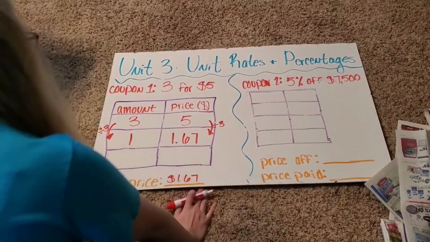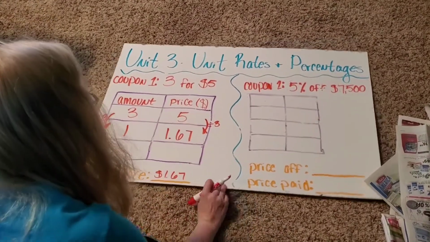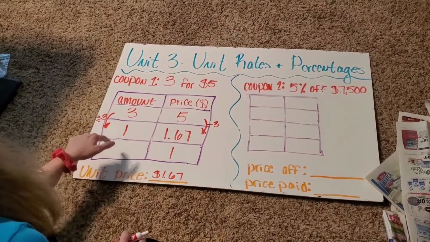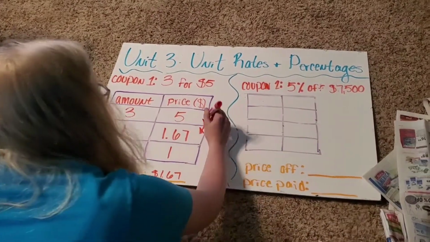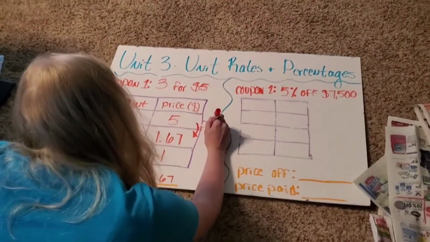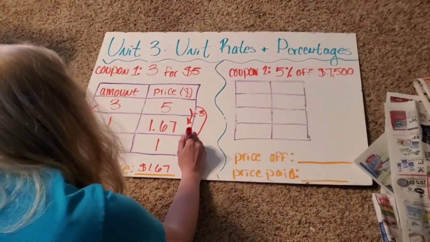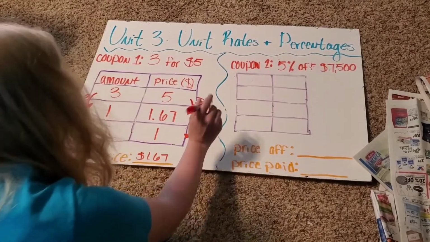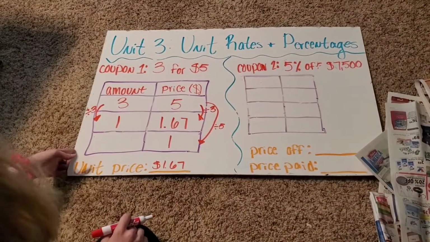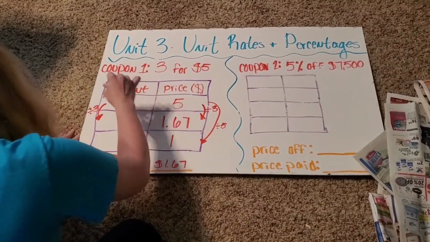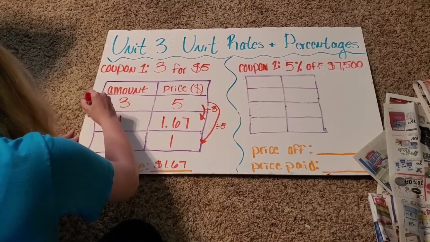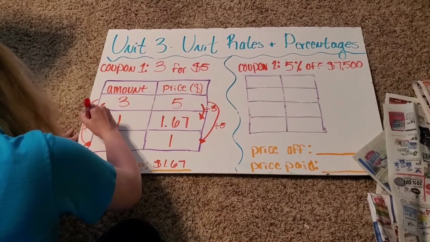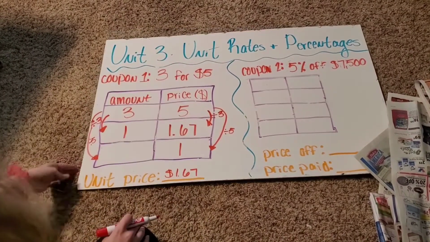There's another unit rate though, and it's actually, well, what if I only have $1? How many sodas can I get? So to go from 5 down to 1, I need to divide by 5, because 5 divided by 5 is 1. So that means I need to come over to the 3 and also divide by 5.